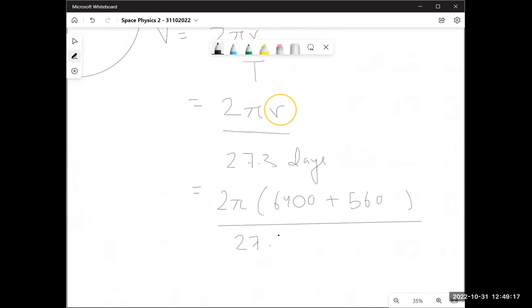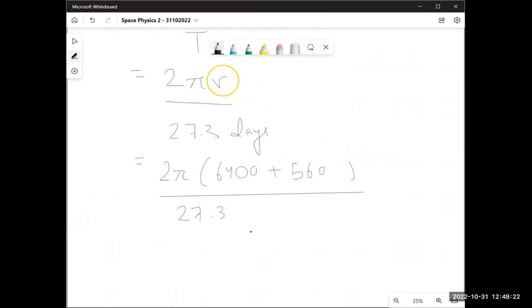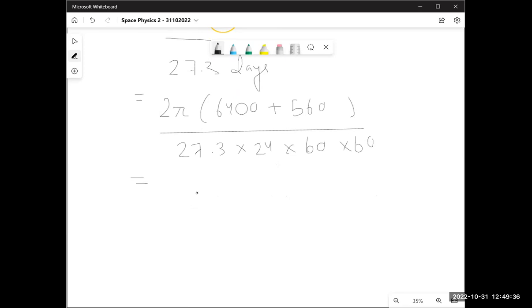Now, how do I convert days into seconds, Amina? Multiplied by 24 and 60 and 60. So each day is 24 hours. Each hour is 60 minutes. Each minute is 60 seconds. If I solve this, I will get the answer. Ritika, tell me the answer. Amina, write the answer in the chat.